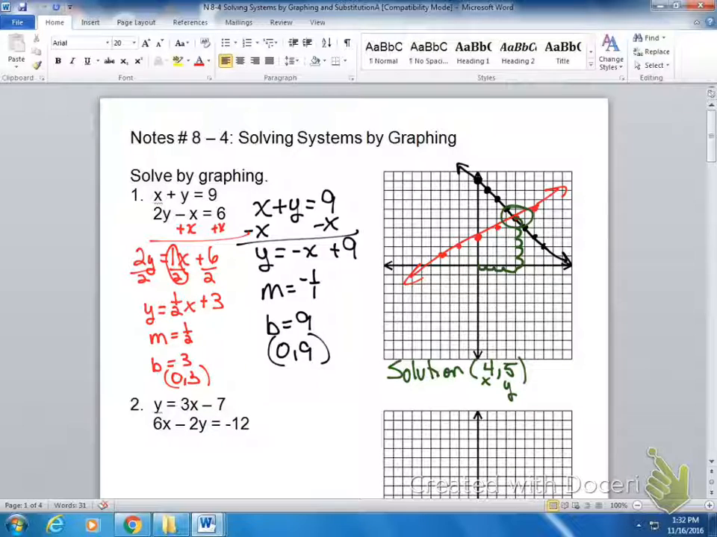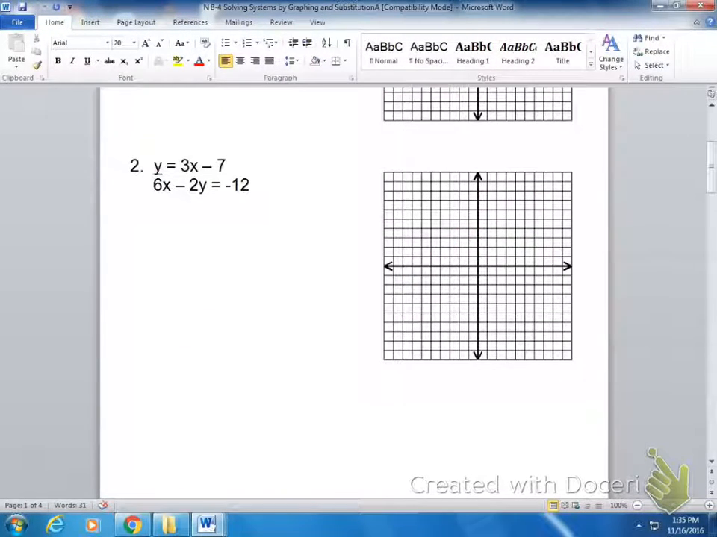Let's do one more. I have y equals 3x minus 7 and 6x minus 2y equals negative 12. Guys, on the quiz yesterday, there was one that was already solved for y, and people tried to do stuff to it and messed it up. This is y equals, we're done. The slope is 3. The b is negative 7, so the point (0, negative 7).